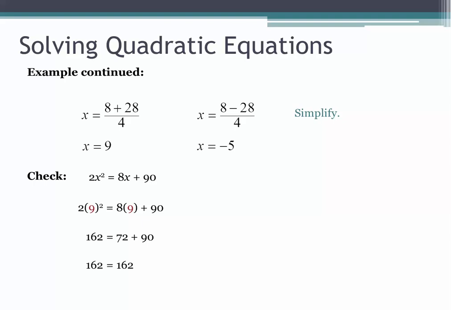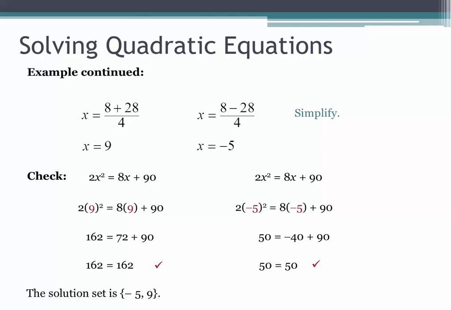Plug both back into the problem to make sure we're correct. Left-hand side is 162, right-hand side is 162. Now we plug in the negative 5, and we get 50 equals 50, and our solution set is confirmed as negative 5 and 9.